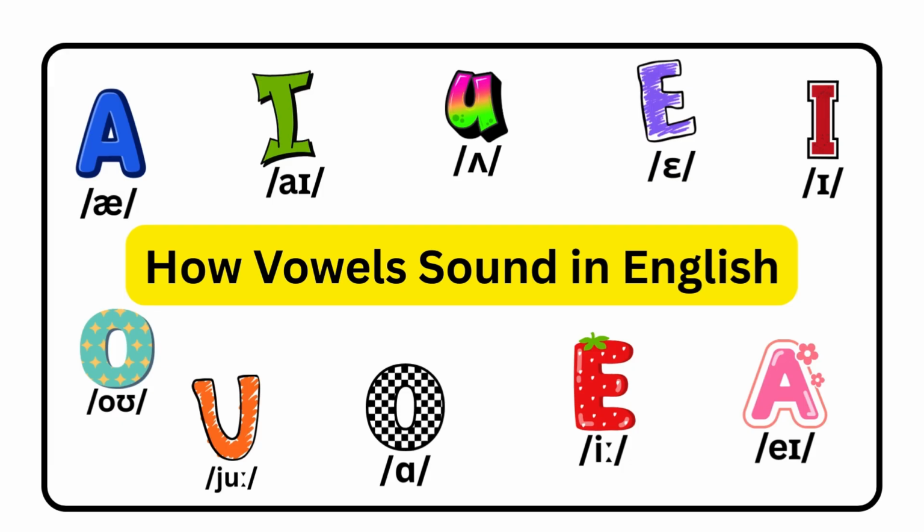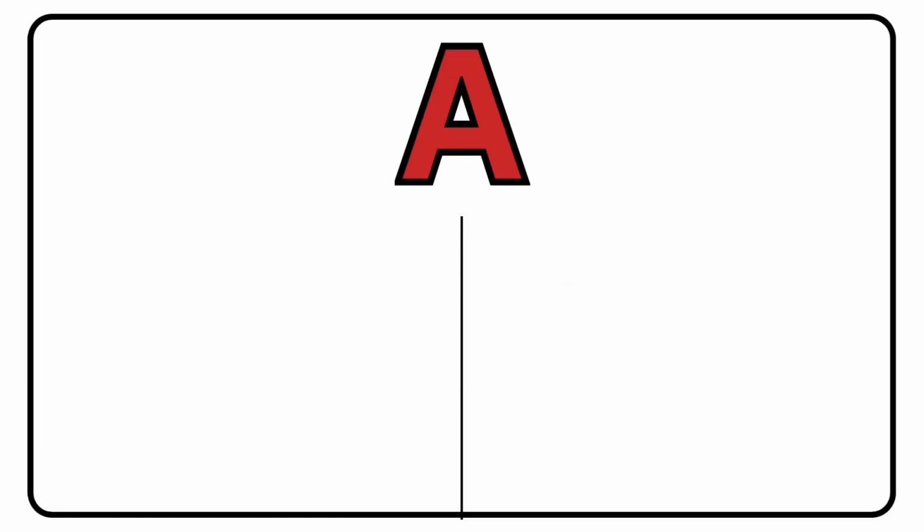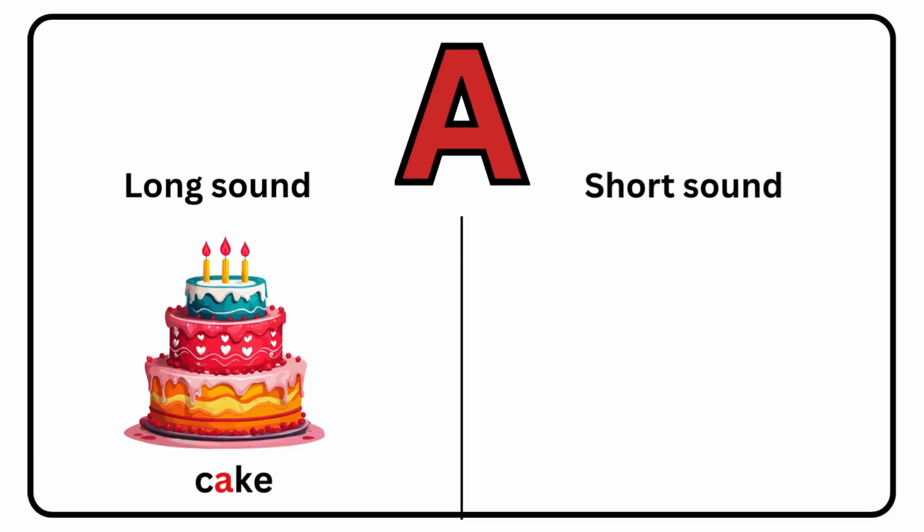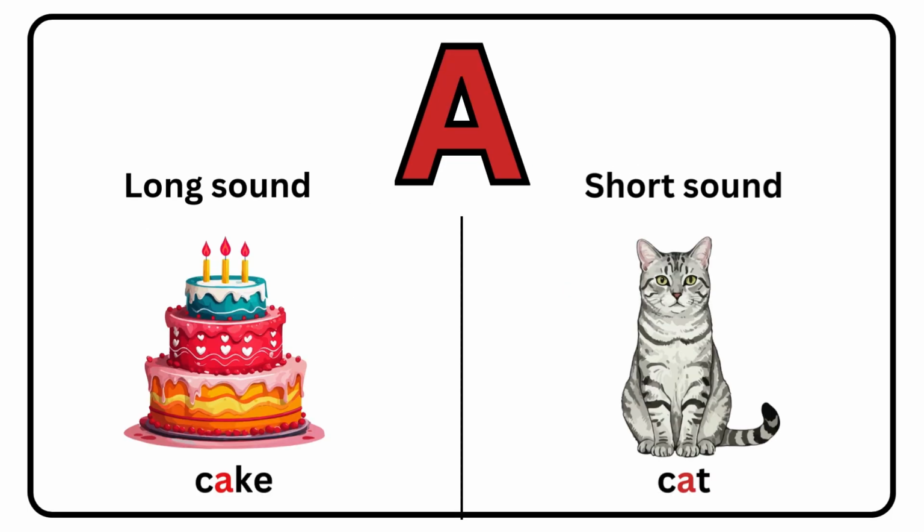In today's video, we'll learn about short and long vowel sounds. Let's get started. This is the letter A. In English, it has two main sounds. Long A sounds like "ay" as in cake. Short A sounds like "a" as in cat.